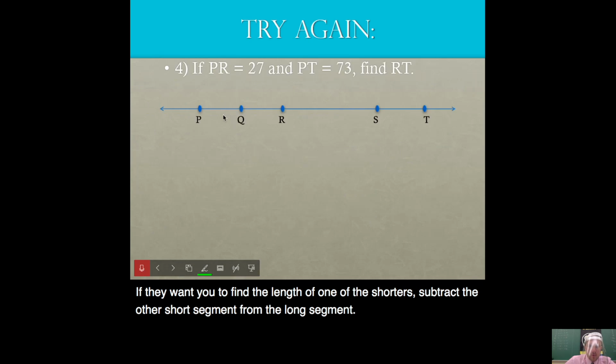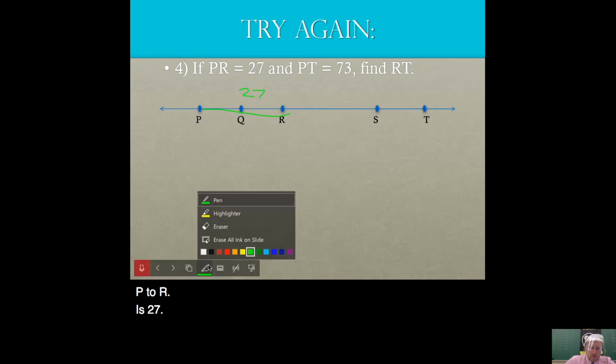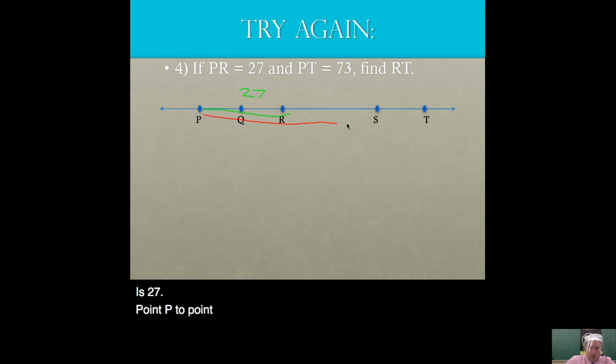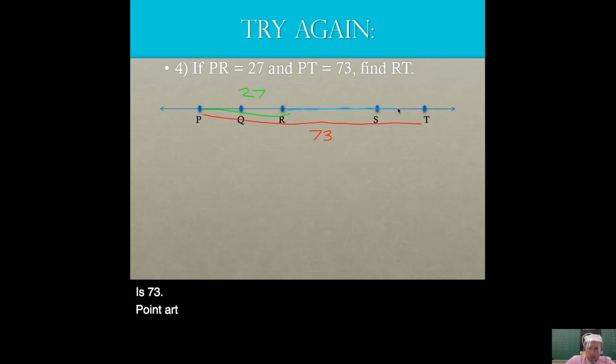So here's an example. P to R is 27. Point P to point T is 73. Point R to point T is what you're looking for.